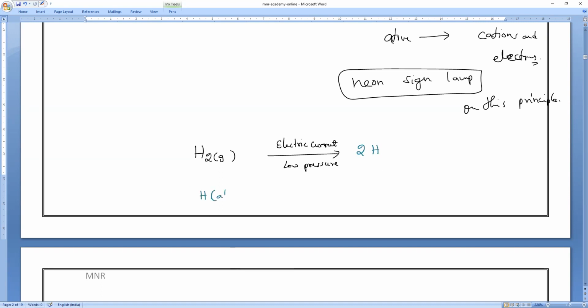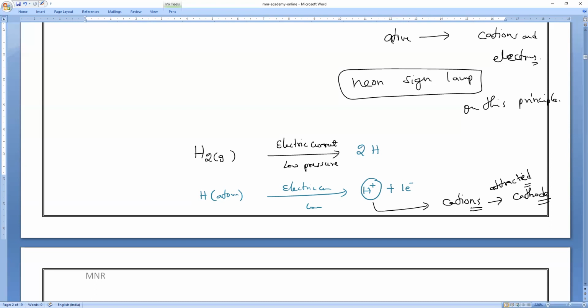Then further, if I continue the electric current at the same low pressure, they will separate into ions. Cations plus electrons will come out. This cation we call a positive charge, am I right or wrong? Cations are attracted by whom, guys? Cathode or anode? Cations are attracted by the cathode.